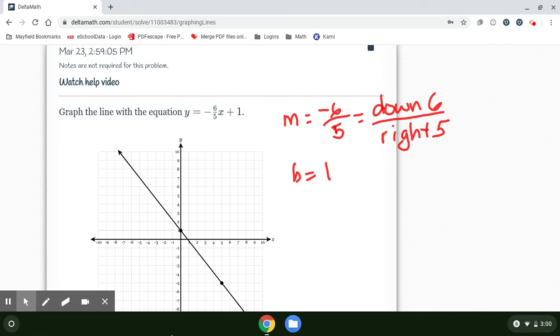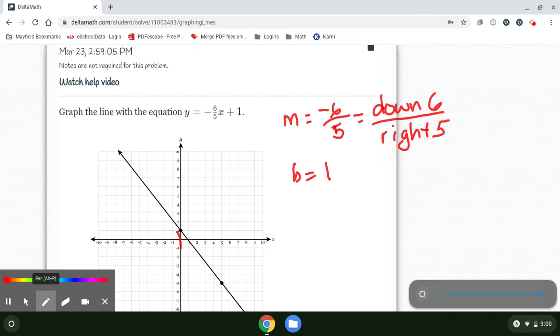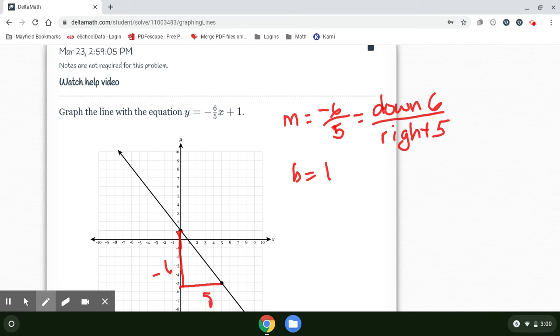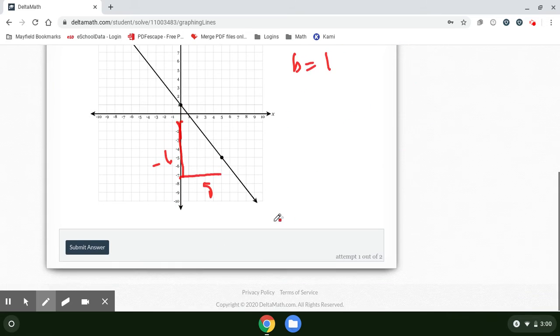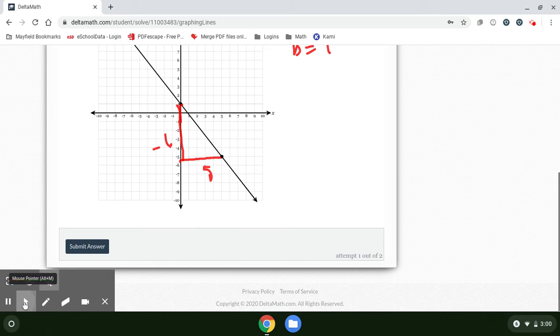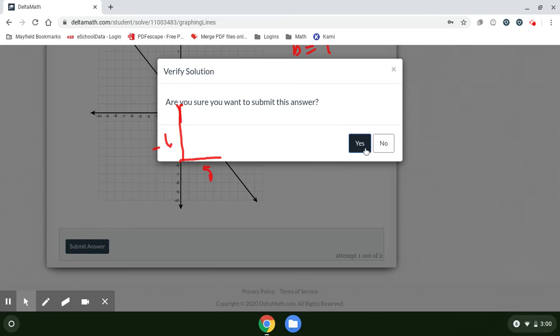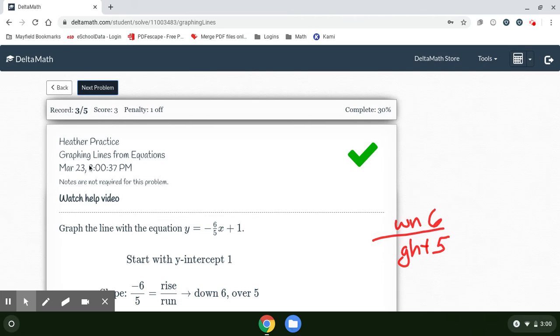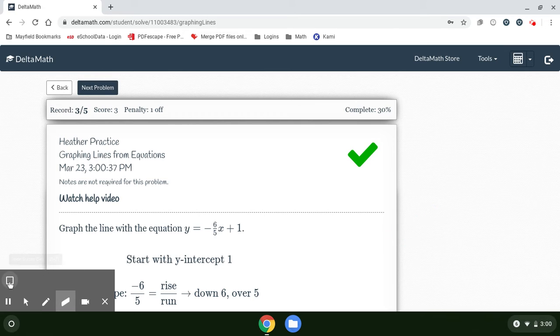Okay, and I can double check that. If I use my pen, you'll notice I'm going to go down 1, 2, 3, 4, 5, 6, down 6, and right 5. So my points should be lined up. I'm going to submit answer. Yes. And I was able to graph the line. So that's graphing the lines using mx plus b.